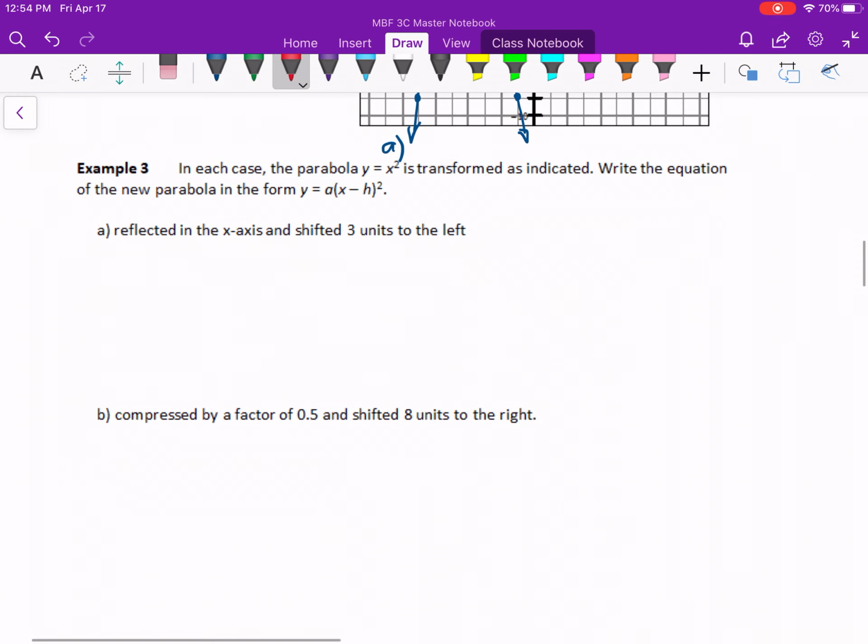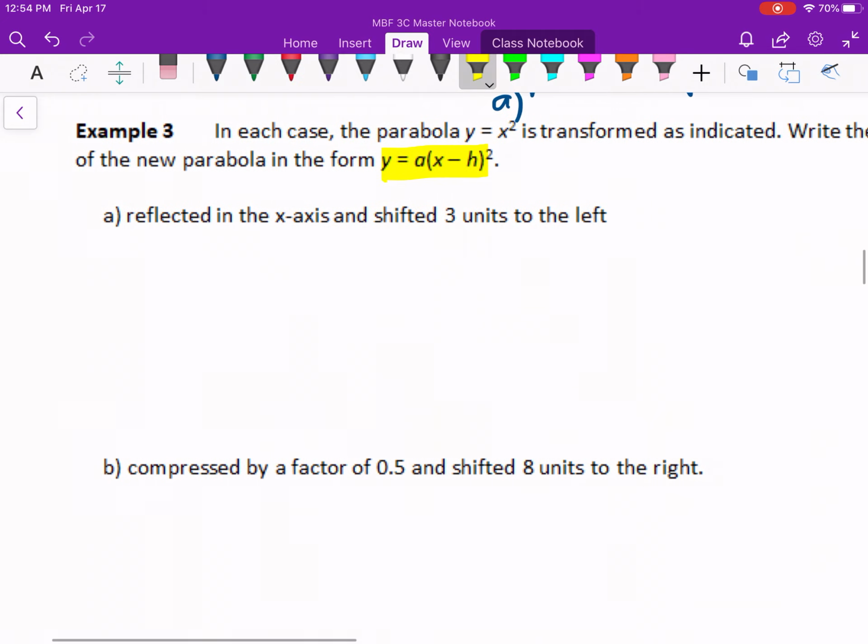Example 3. In each case, the parabola y equals x squared, our basic parabola, is transformed as indicated. Write the equation of the new parabola in this form here, y equals a(x minus h) squared. It's reflected in the x-axis and shifted 3 units to the left. All right, so let's think about that in terms of what the values are. If it's reflected in the x-axis, that means that a is negative. It doesn't say anything about a stretch, so we'll just assume that it's still 1.